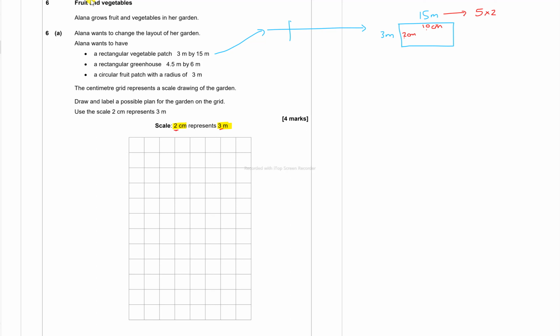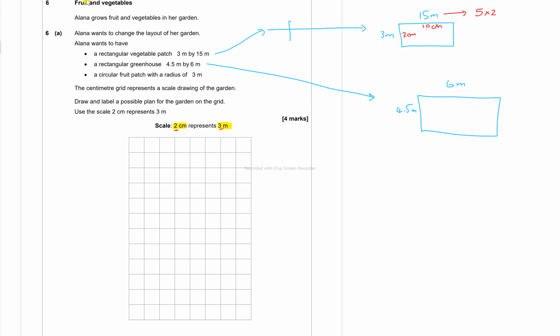Right. Anna wants to grow. She wants to change the layout. She wants a rectangular greenhouse. Okay. So let's just keep moving on. Let's look at this. It's 4.5 meters and 6 meters.